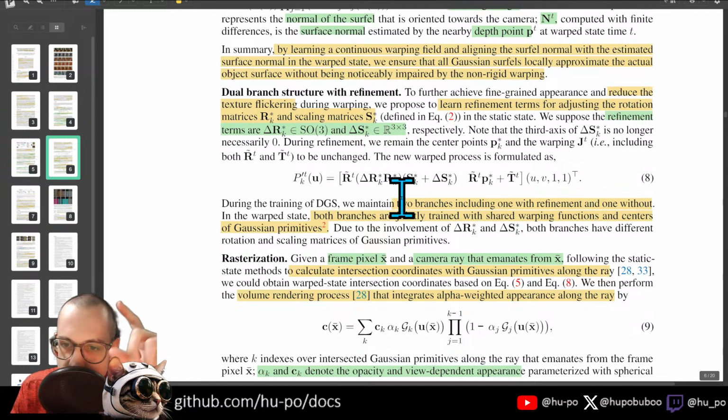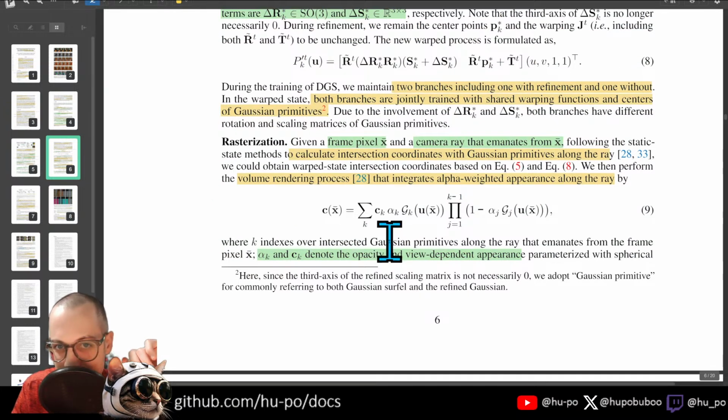Doing this in 2 branches, one with refinement, one without. Both branches are jointly trained and share warping functions at the center of the Gaussian primitives. Okay, now you finally get to rasterization.